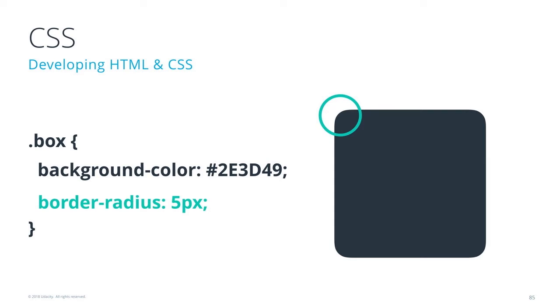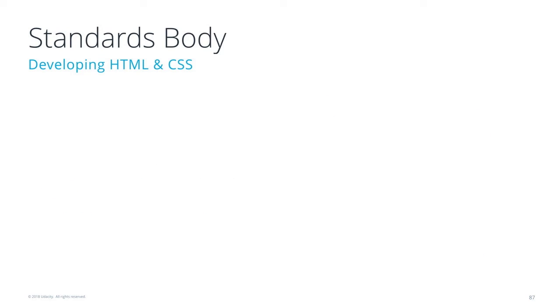But then I also wrote border-radius: 5px;. How in the world did I know to write that, and where did this come from? Who decided that writing those specific characters achieves this ending visual result? Where did this come from? These come from standards bodies.